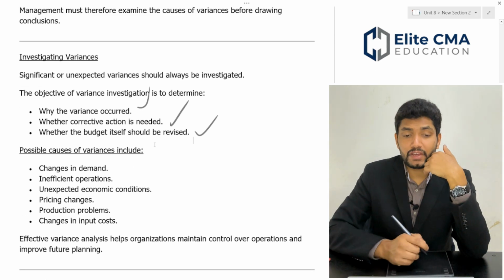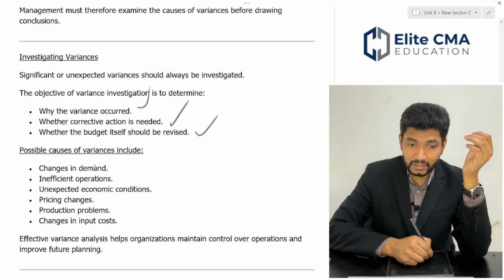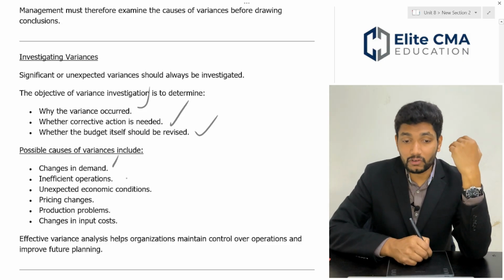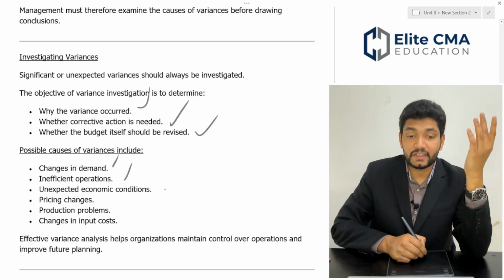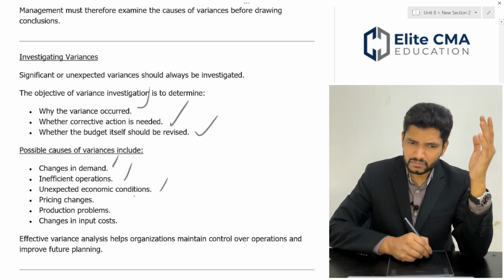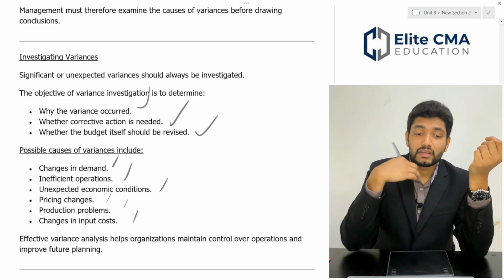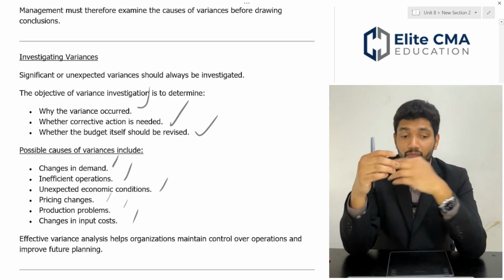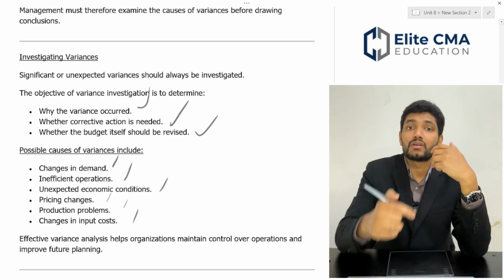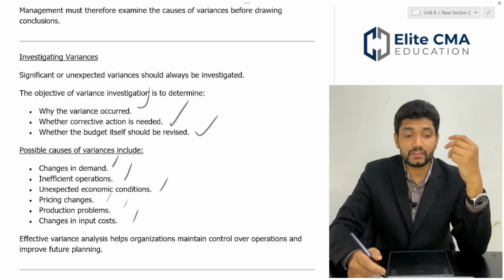Again, possible causes of variance include changes in the demand level, inefficient operations, unexpected economic conditions, pricing changes, production problems, and changes in input cost. These are some possible causes for the normal variances.